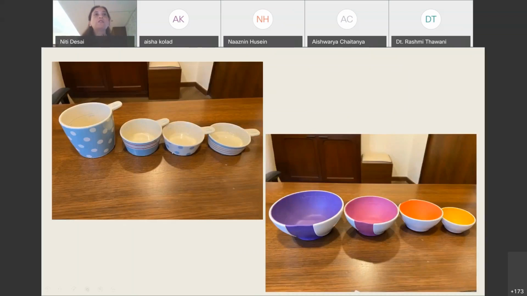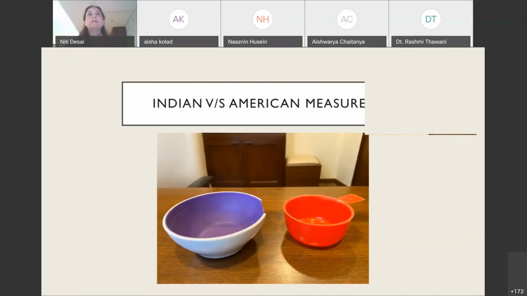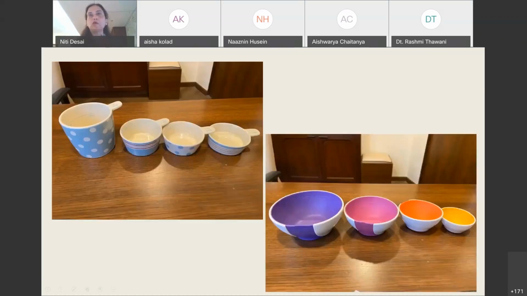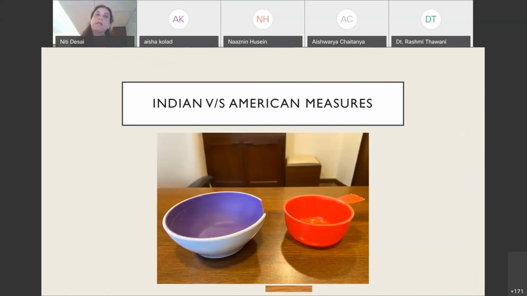So these are some of the measuring cups that we use in the clinic. And since things have gone virtual, we do see a lot of patients who are NRIs from across the world. So these are the US American measuring cups, which are different from Indian measuring cups. So I also have the US measuring cups, because that again makes more sense.